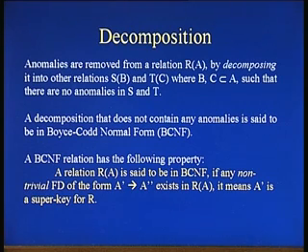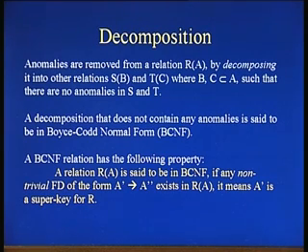So anomalies are removed from a relation by the process of decomposition. Now what is meant by decomposition? Given a relation R containing a set of attributes A, you decompose it into 2 different relations S and T such that the sets of attributes of S and T are subsets of the attributes of A, and there are no anomalies in S and T. Now, a decomposition that does not contain any anomalies is said to be in what is called Boyce-Codd normal form, also abbreviated as BCNF.